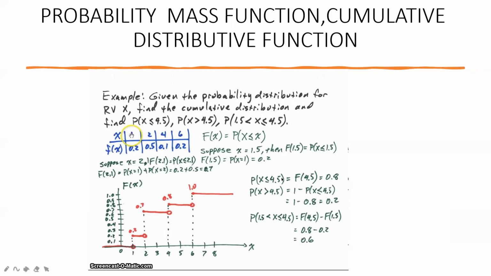P(X less than or equal to 4.5) equals F(4.5) equals 0.8. P(X greater than 4.5) equals 1 minus P(X less than or equal to 4.5), 1 minus 0.8 equals 0.2. And finally, P(1.5 less than X less than or equal to 4.5) equals F(4.5) minus F(1.5). That is 0.8 minus 0.2 equals 0.6. So here is the graphical representation of the values.